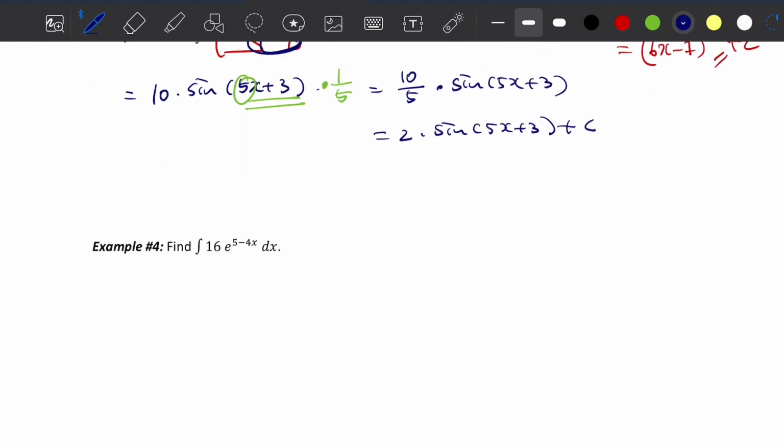Then let's try example number 4. You can see that this is the Euler's number case, right? So we're going to use the case where the integral of e to the power of ax plus b, dx, equals 1 over a times e to the power of ax plus b, plus c. Okay, we're going to use this formula.